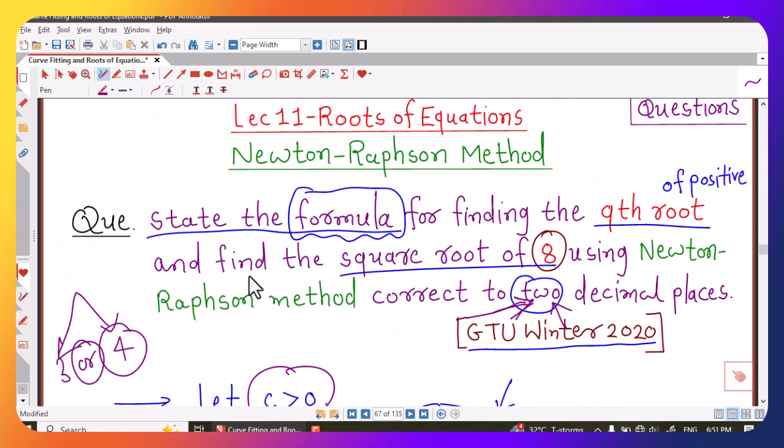So this is nice question, and it was asked in GTU Winter 2020 exam.